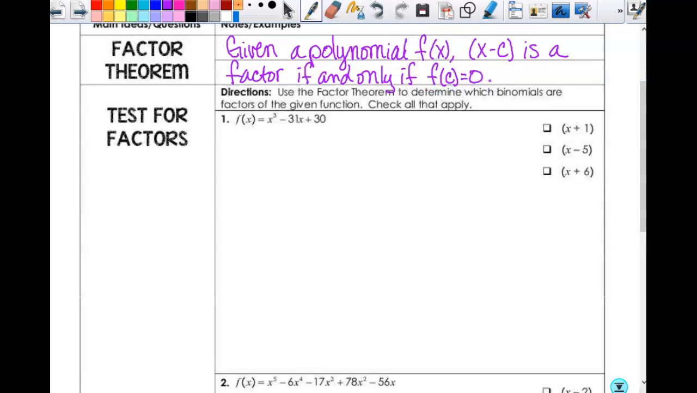Okay. And that if and only if, that's from some logic statements and geometry, right? It's a biconditional, means that you have to be able to read it forwards and backwards. The statement and its converse have to both be true.